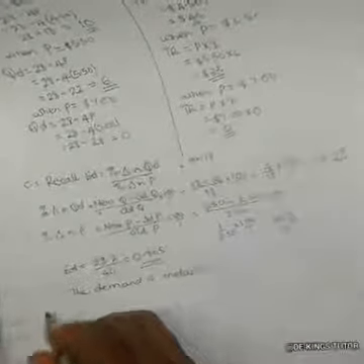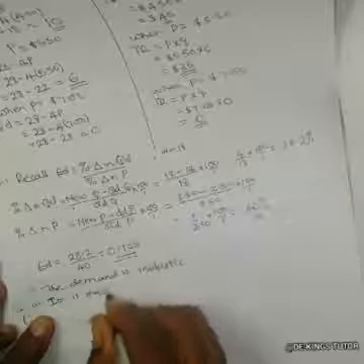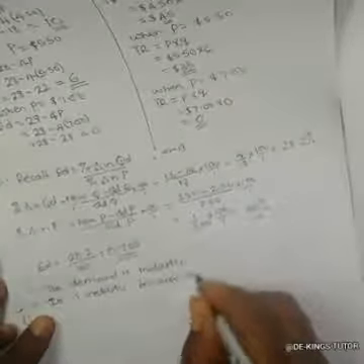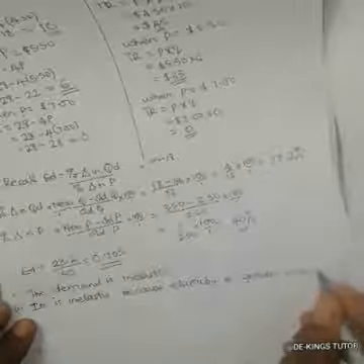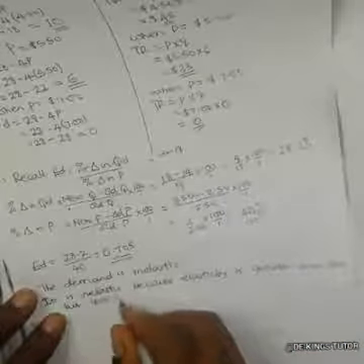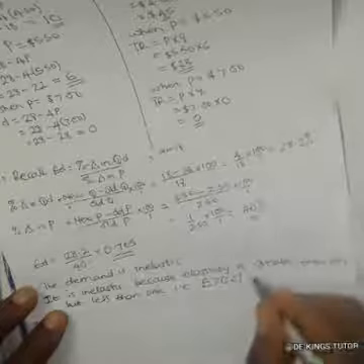Then it said, state the reason for your answer. You can say it is inelastic because elasticity is greater than 0 but less than 1. Or in some cases, we will just say elasticity is less than 1. So whenever our final answer is less than 1, it is inelastic. If it is greater than 1, it is elastic. And if it is equal to 1, it is unitary. Okay, so that is the first question.